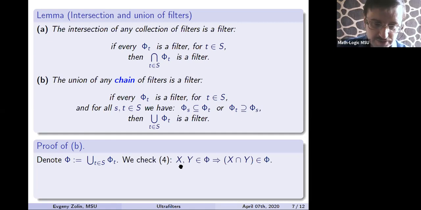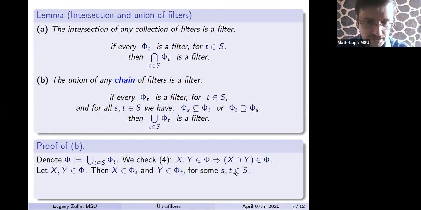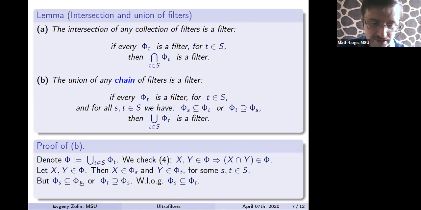Let us consider condition 4. It has two sets, x and y, from our filter, and we need to show that the intersection is in our filter. Since x and y are in our union, x is in some filter phi s, and y is in some filter phi t for some s and t. But these s and t may be different. So there is no guarantee that they are in the same filter. Nevertheless, since we have a chain, at least one of the inclusions between filters hold.